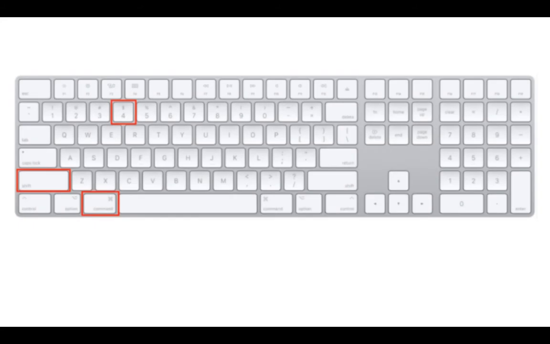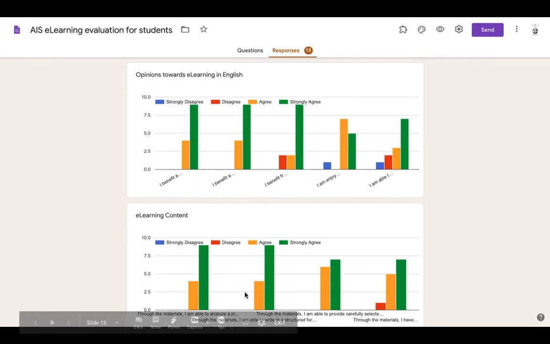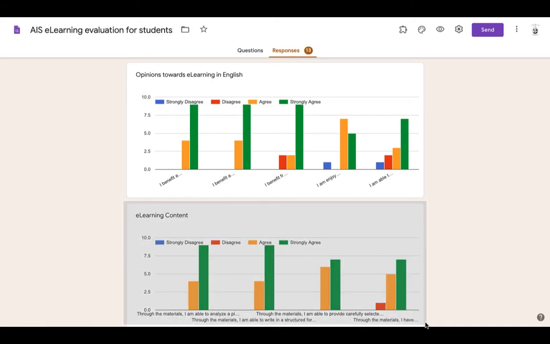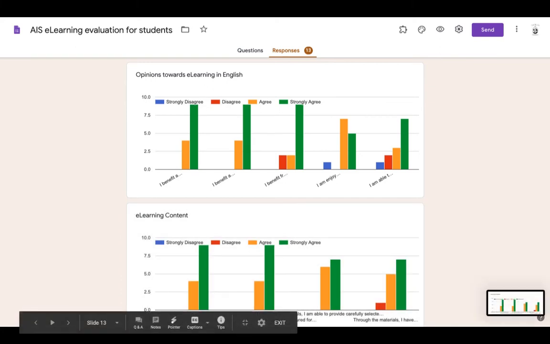But obviously you need to upload this to the website, so you want to save it. So there we go, I've got something like that. Now I'm actually going to do e-learning content. So Command, Shift and 4, and I'll take a picture like that.